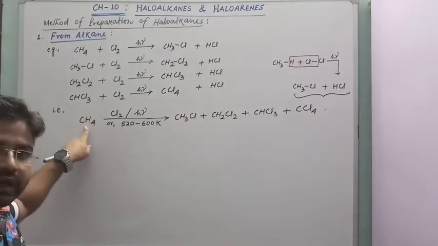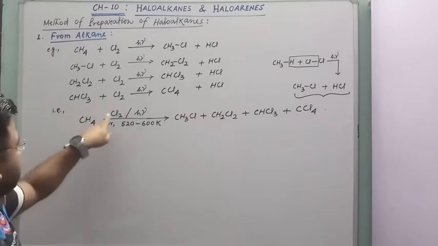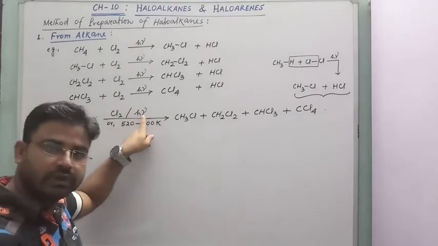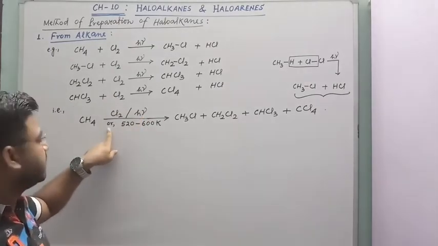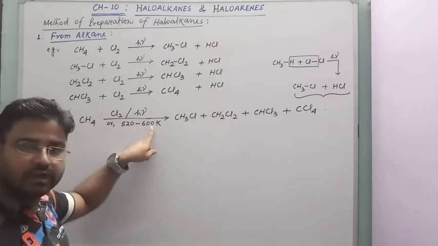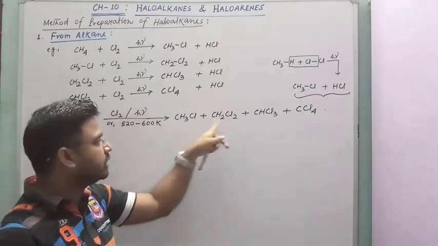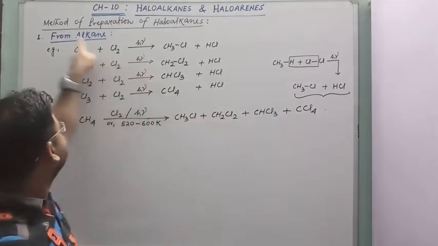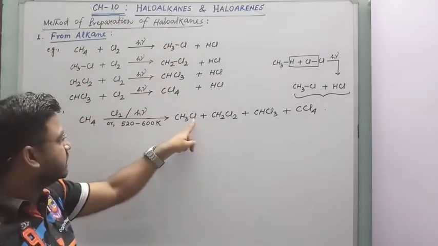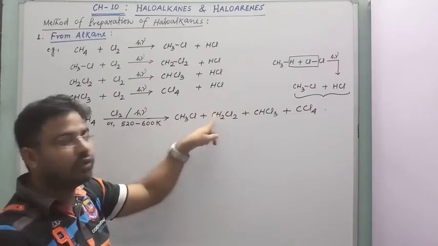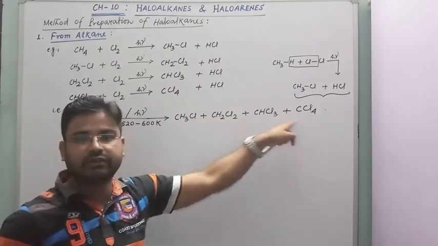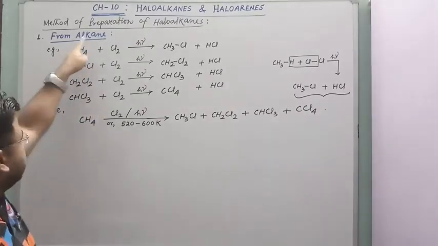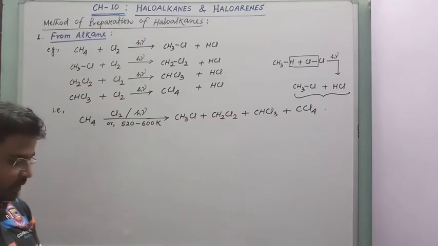The methane, it is one alkane. So when an alkane reacts with halogens in presence of UV light or at temperature between 520 to 600 Kelvin, then a mixture of monohalogen and polyhalogen derivatives are formed. So these are methods of preparation of haloalkane. This is chloromethane, dichloromethane, trichloromethane, tetrachloromethane. So from alkane we can prepare haloalkane.